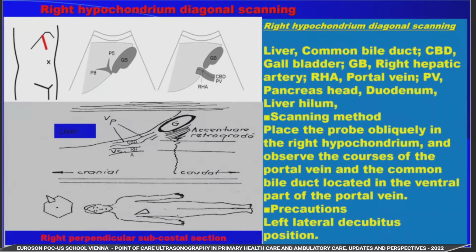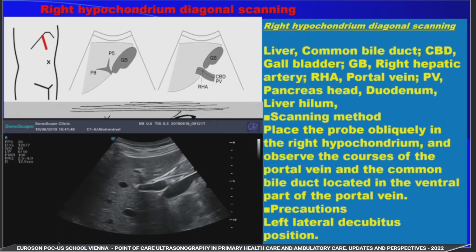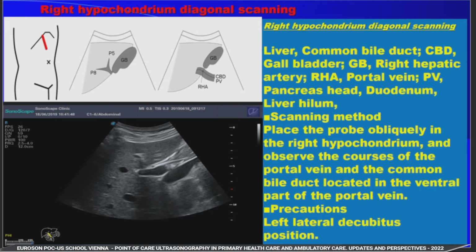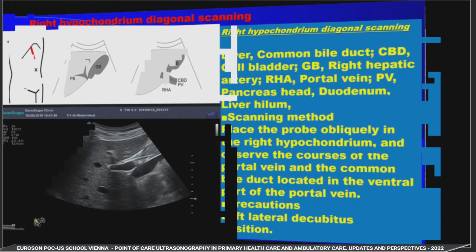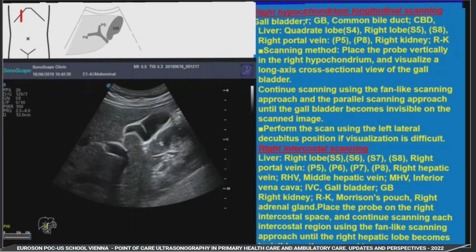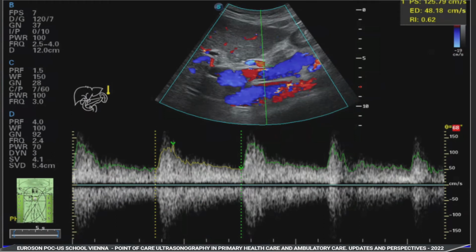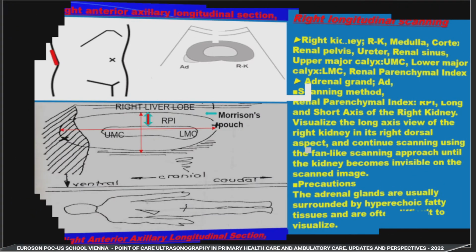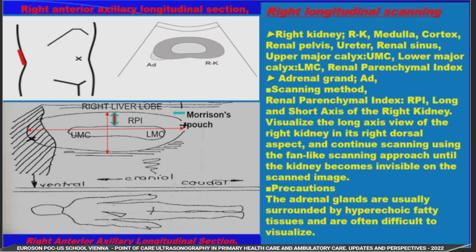And you can use the right hypochondrial diagonal scanning for the liver to obtain some information about the hilum of the liver, to see the common bile duct, the trunk of the portal vein, and also the hepatic artery. And also in this nice image, you can find the cholecystitis in the longitudinal mediosternal, medioclavicular line, in the longitudinal way.